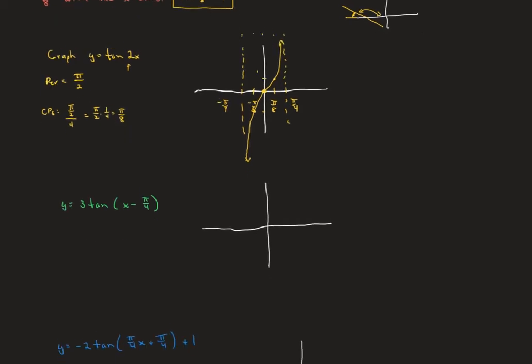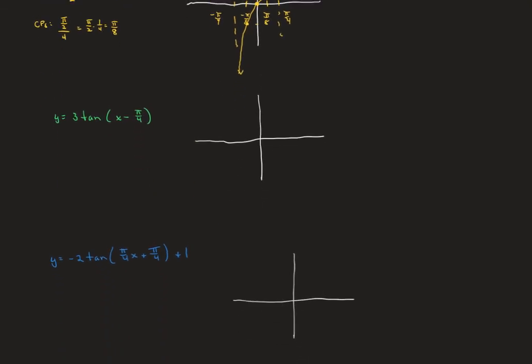Okay, I'm going to slide it up a little bit. Let's see how we're going to do the tangent here. So our period, because there is only a 1 in front of the x, is still going to be pi. We're going to put our tick marks every fourth of a period, so every pi over 4. Now, because of this minus pi over 4, we're going to translate this pi over 4 to the right. So that's going to be pi over 4. I'm going to put another tick mark at another pi over 4 added to that, which is 2 pi over 4, which is pi over 2.